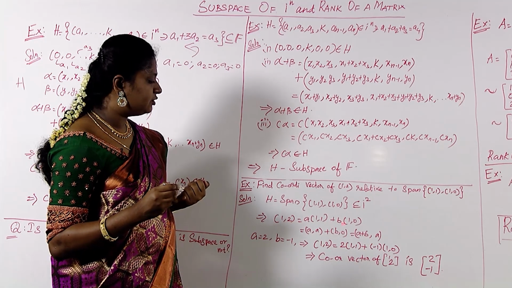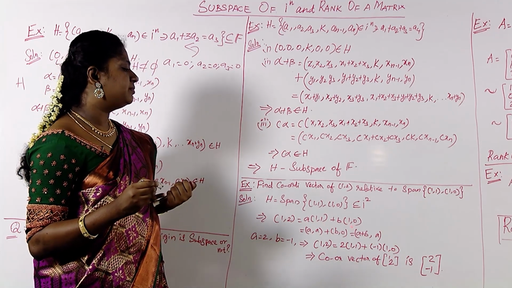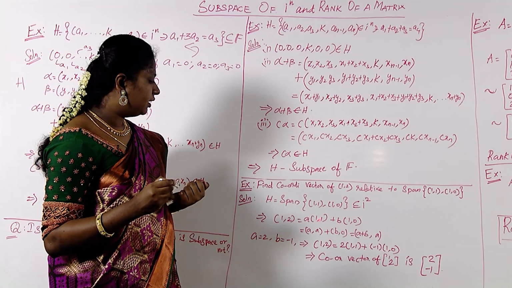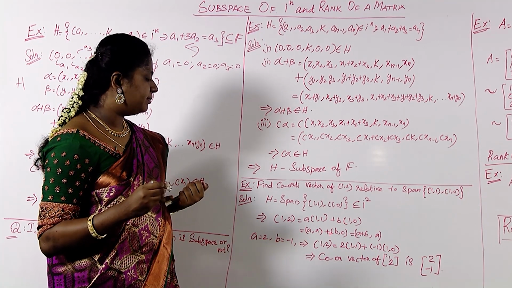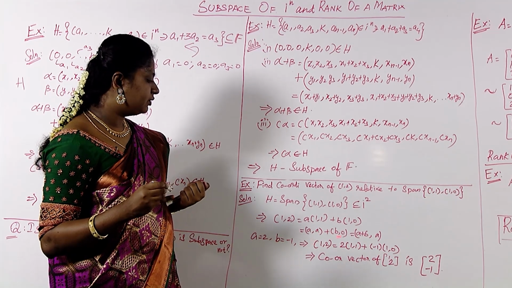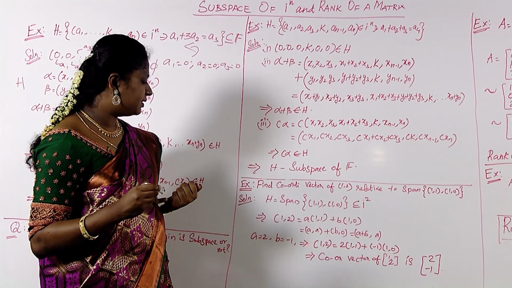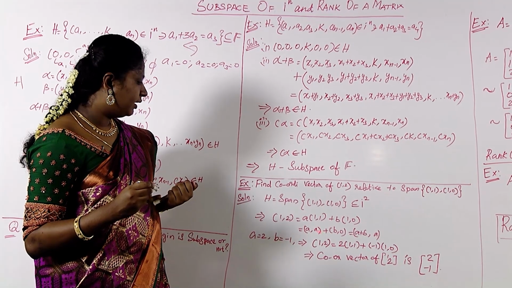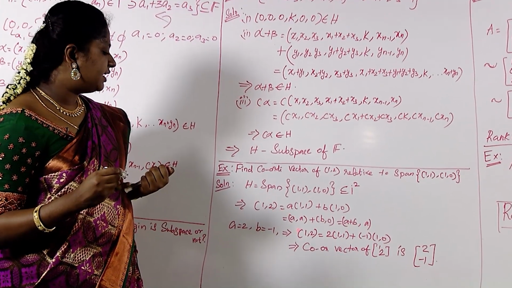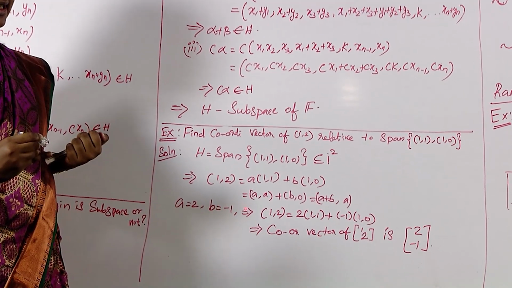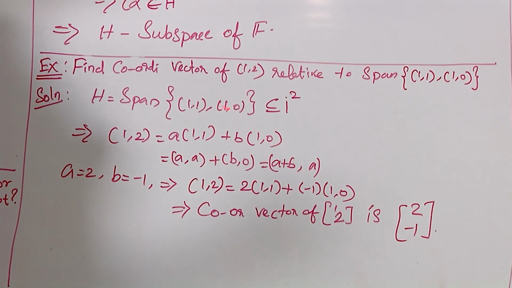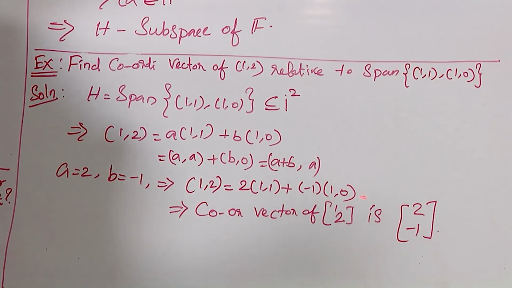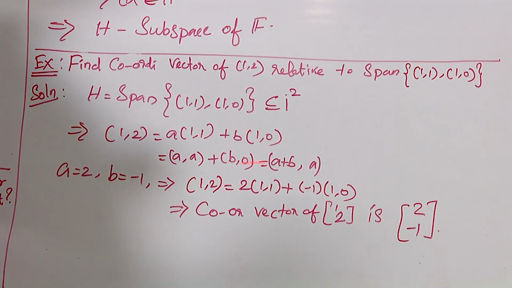So I am writing this as A multiplied by (1, 1) plus B multiplied by (1, 0). Now this gives me (A plus B, A). So from here the value of A plus B is equal to 1 and the value of A is equal to 2. That gives me the value of B to be equal to minus 1. Therefore, the coordinate vector of (1, 2) relative to the span of this set is (2, minus 1). So we have obtained it from this procedure.